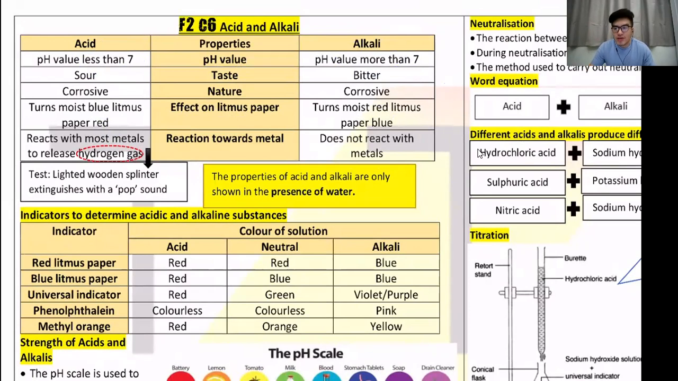Yes, hello, Pritika. Wow, early of you today. We are at page 6 for revision chapter 6 of Form 2.